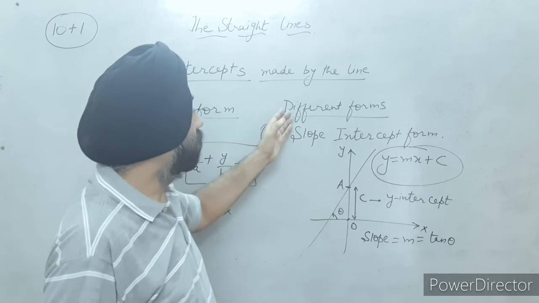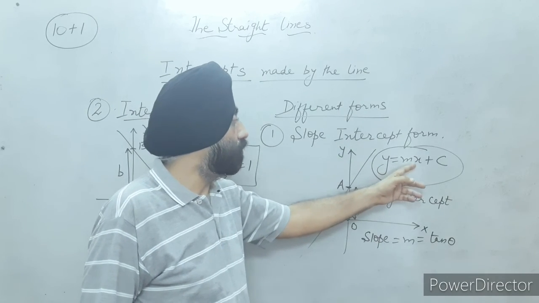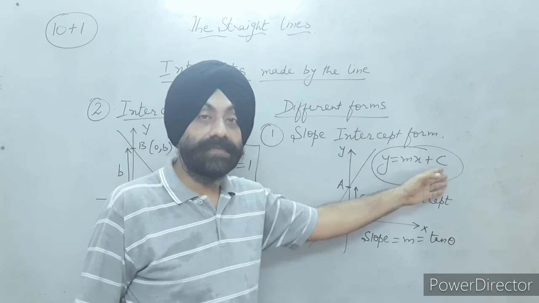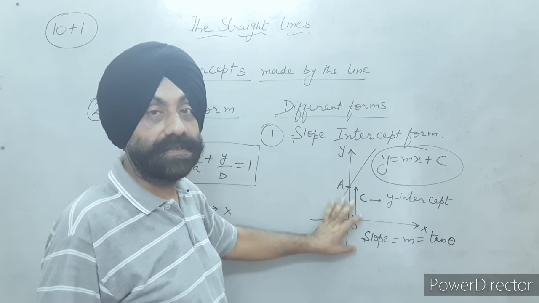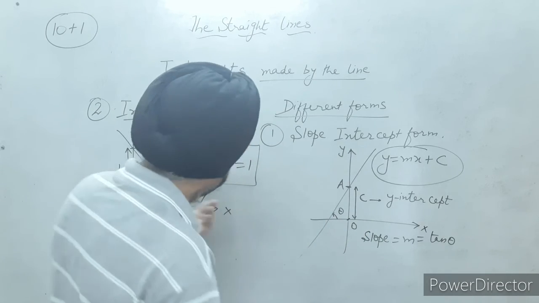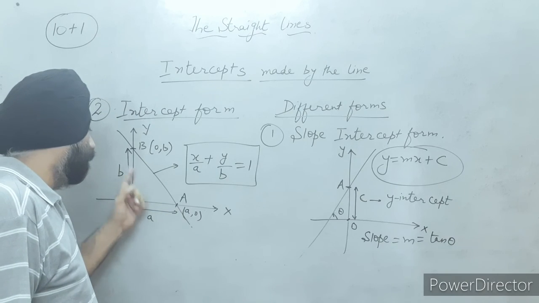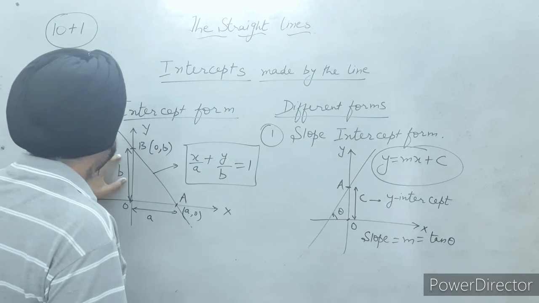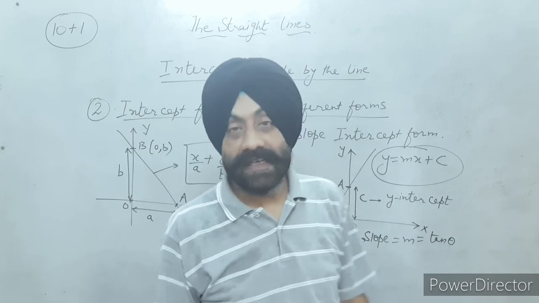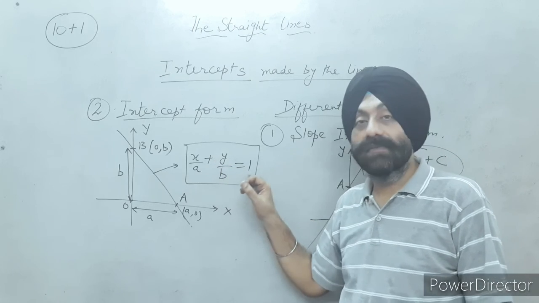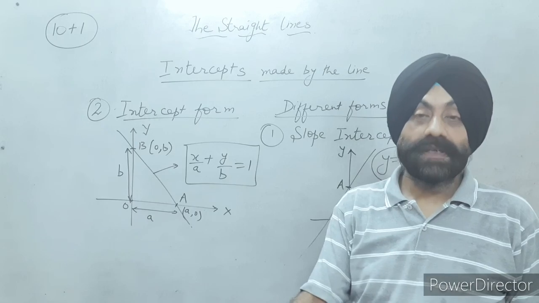Then we started off the different forms. The first form was slope intercept form, y equals mx plus c, or y equals mx minus c, depending upon whether the intercept is positive or negative. The second form is intercept form, where a is the intercept made by the line on the x-axis, b is the intercept made by the line on the y-axis, and the equation of this kind is x over a plus y over b equals 1. Learn this, just go through it.